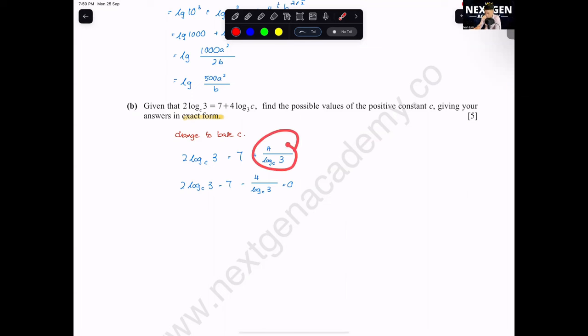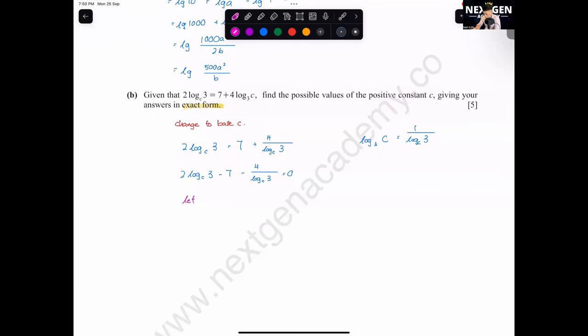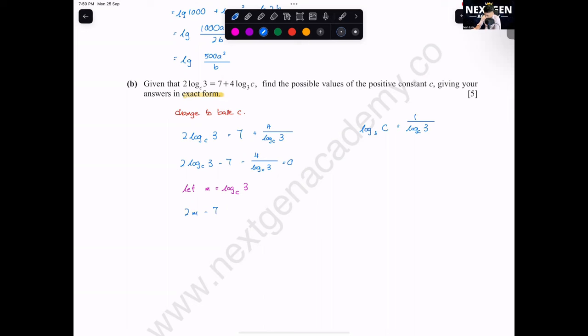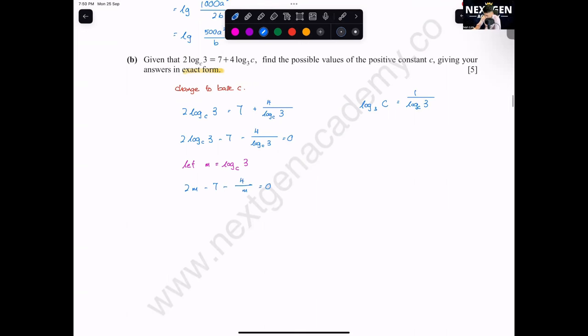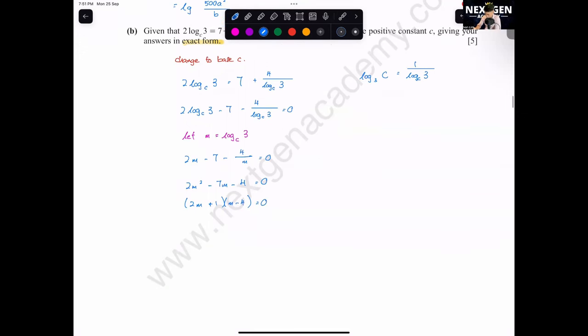Just in case any of you don't know how to convert this one, the log 3c, this one is change of base. If you want to just change the base and the argument together with each other, you get 1 over log c3. You just need to interchange it, but you get 1 over something. So what we're going to do here, we're going to make it simple for you. Let u, or let m, equals to log c3. So you can see it clearly. 2m minus 7 minus 4 over m equals to 0. 2m squared minus 7m minus 4 equals to 0. Go ahead and factorize this. 2m plus 1, m minus 4 equals to 0. m is negative 1 over 2, m equals to 4.